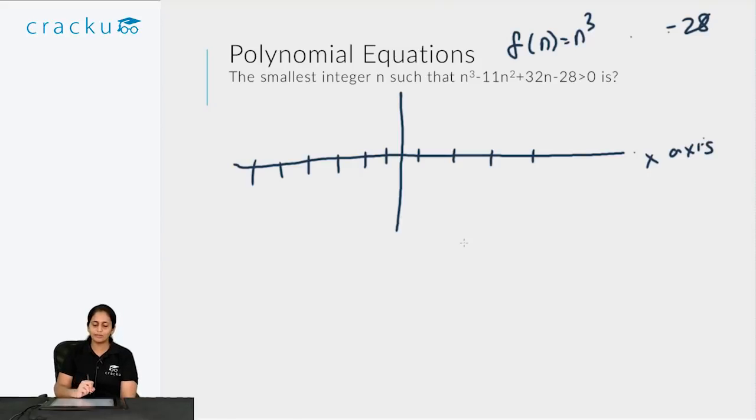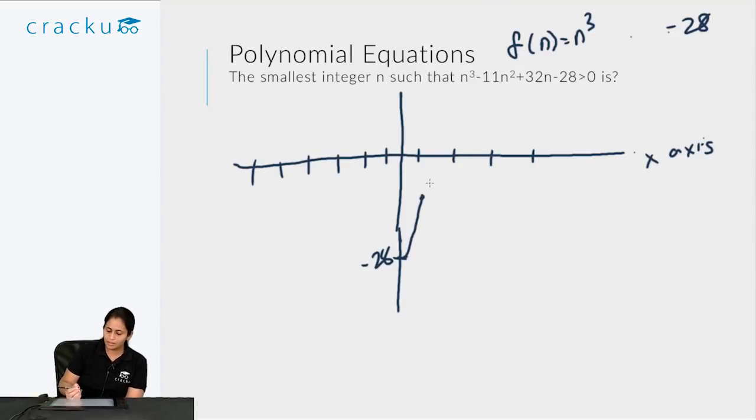So what is the value when n is equal to 0? When n is equal to 0, all the other terms become 0 and it becomes minus 28. So it is somewhere here, minus 28. So one point is here. When n is equal to 1, what is the value? It is 1 minus 11, so that is minus 10, plus 32 is plus 22, minus 28. So it is minus 6. So it's over here.